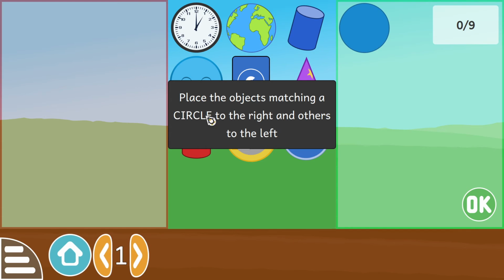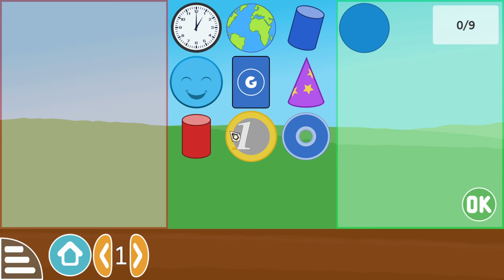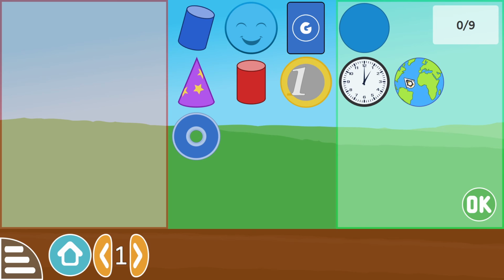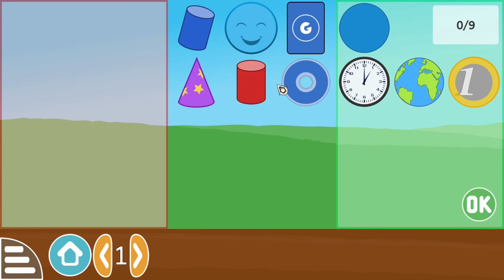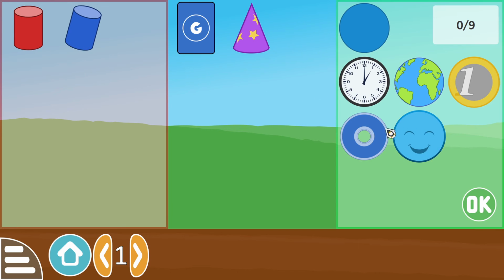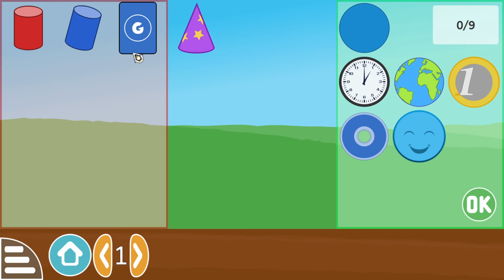So shapes. Place the objects matching a circle to the right and the others to the left. So the clock's a circle, the world, the flat world is a circle, coin, circle, CD. This looks to be a cylinder, a 3D circle. Happy face is... The cards are a rectangle with rounded edges and a magician's hat.